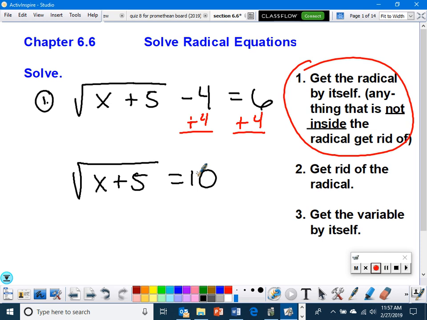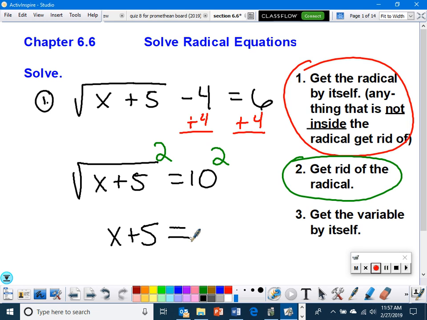It is isolated. Now we're going to get rid of the radical. So to get rid of the square root, we are going to square both sides. Okay, always remember what you do to one side, you do to the other. When we square both sides, the square and the square root cancel each other out. So now x plus 5 equals 100.